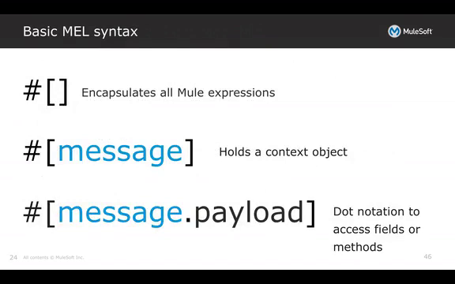Let's look at the basic syntax. You've seen these expressions around Studio already, but every Mule expression will be wrapped with a hash and square brackets. Inside of that hash and square brackets will be a context object, as we saw starting with the context of message. At the context object, we can then use dot notation to access fields or methods. So if we want to access the payload field on the message, we can put message.payload.